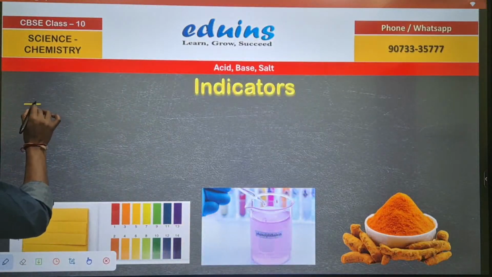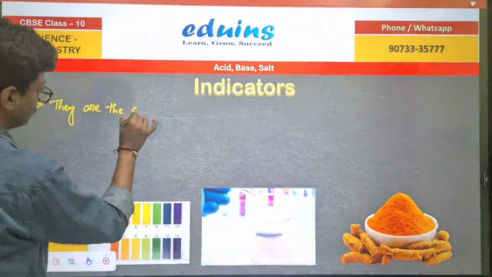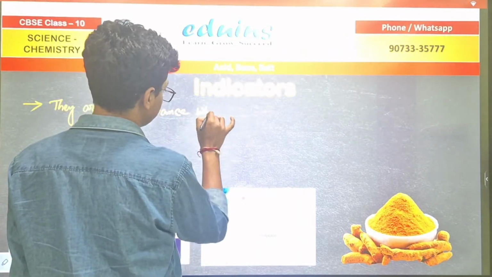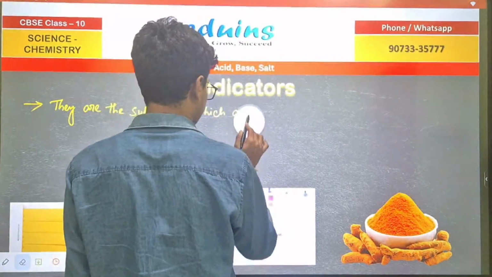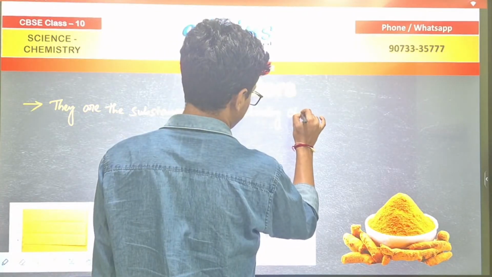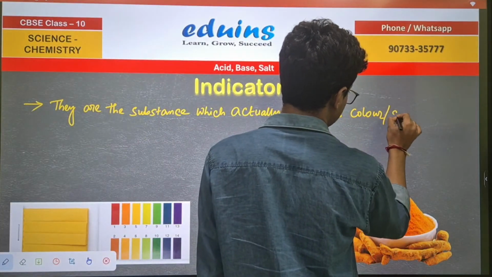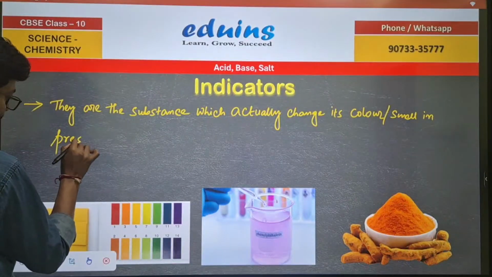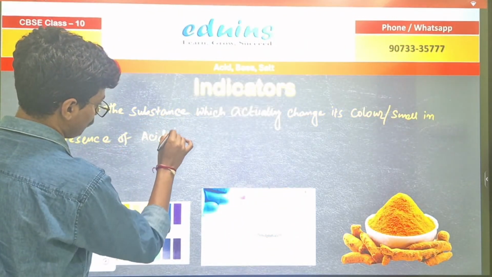So what are indicators? Indicators are substances which actually change their color or smell in the presence of acid or base.